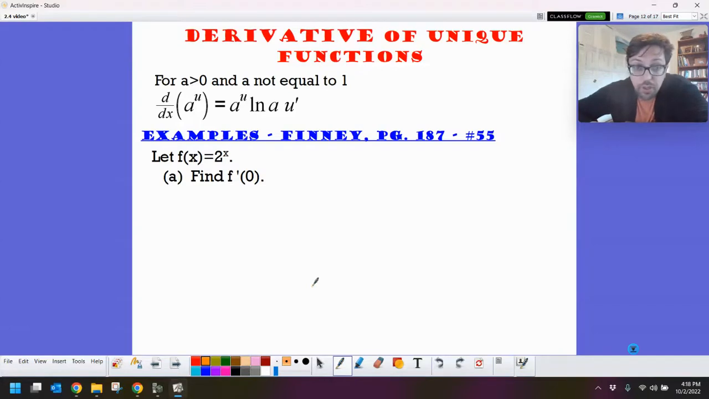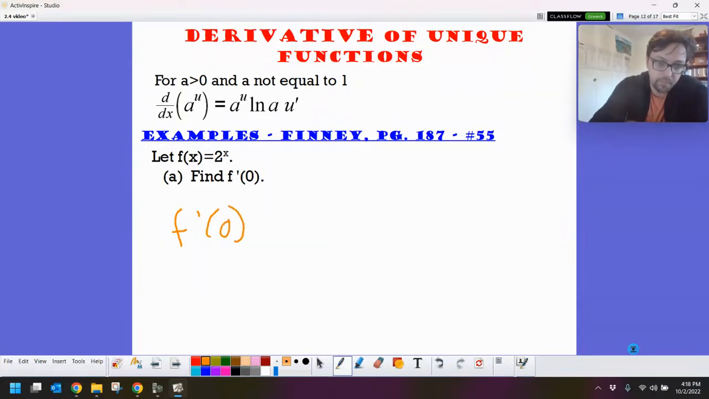Now, we could go through and show other reasons why this 2 to the x is this monster up here, but we've got better things to do. So we're just going to take this derivative at face value. If I wanted to find f prime of 0, so okay, then I'm going to do the thingy up there. So I need to start with just a to the u, which is 2 to the x. But we're doing f prime of 0, so we're just going to put in a 0 everywhere there is an x. And then it's got an ln of whatever our base is. In this case, our base, that a, is 2.